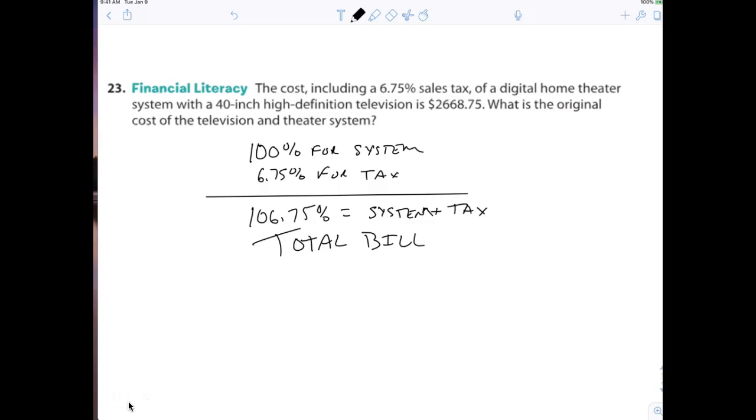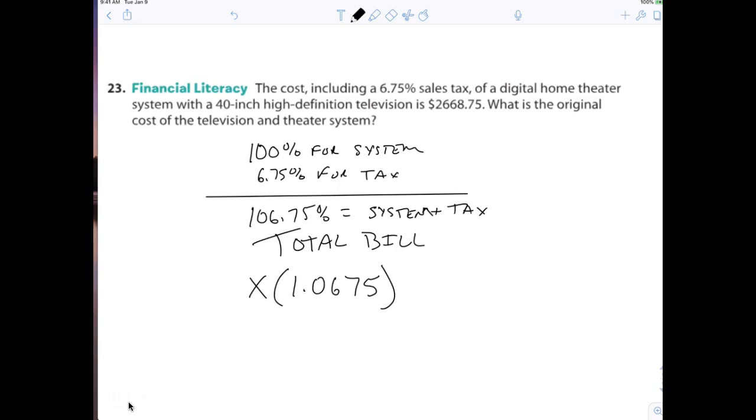So do we know what the original cost of the system is? No, we do not. So that is X. You with me, Thomas? Now I have to multiply X times what? X times 1.0675. Well, because 106.75% is the same. Remember, you move the decimal 2 places, and it becomes 1.0675.